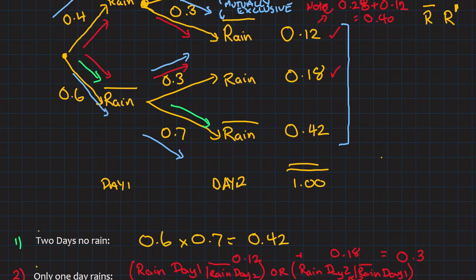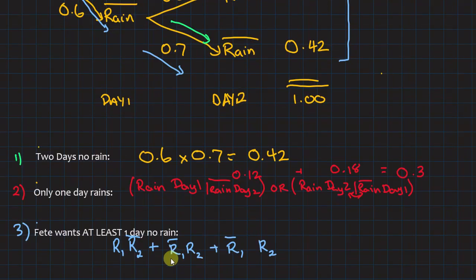rain day 1 and rain day 2, not rain day 2, or, and that's this top one, not rain on day 1 and rain day 2, or not rain day 1 and not rain day 2. And linked to something I said before, both of these is actually the same as raining, not raining day 1.